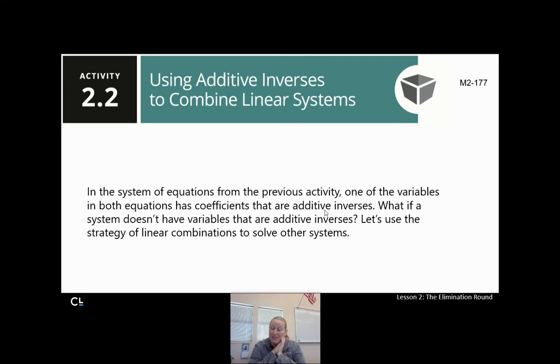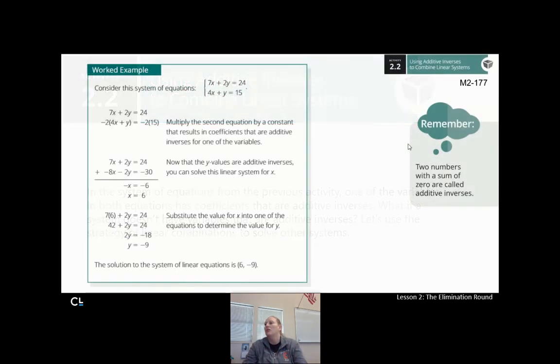Right? Because, I mean, that happens. You're not always going to have opposites. So let's use the strategy of linear combinations to solve other systems, even if that doesn't happen. So the general rule is this.